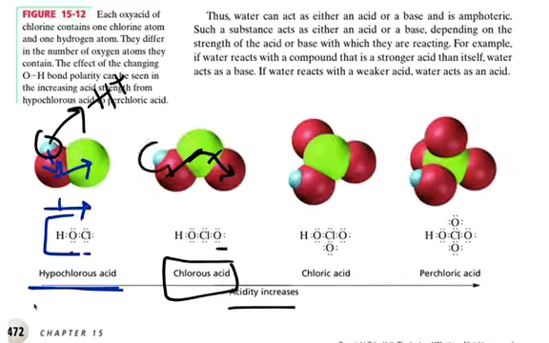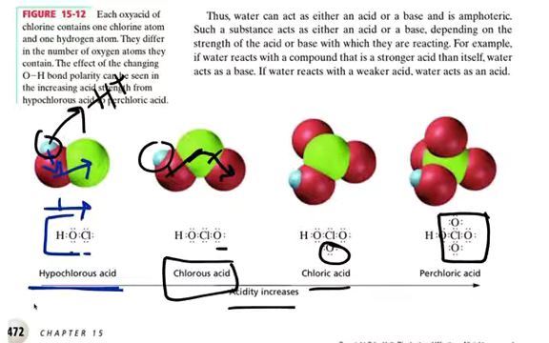Pulling it that little bit stronger makes it even more likely that hydrogen is going to leave and dissociate even more completely. Chloric acid, same thing, adding another oxygen, even more electronegativity difference, pulling electron density away from the hydrogen. And now perchloric acid, our strongest of this chlorine series and a very strong acid, has the most oxygens, pulling the most electron density away from the hydrogen.